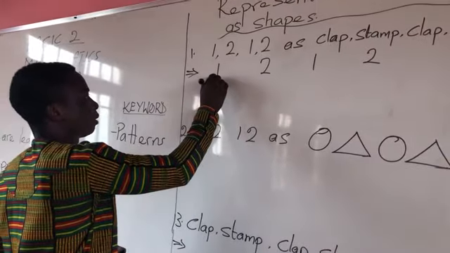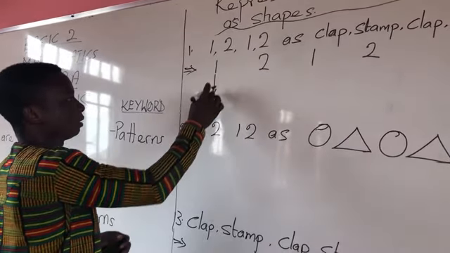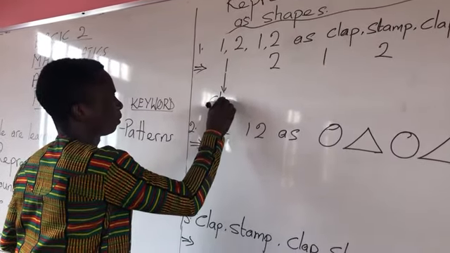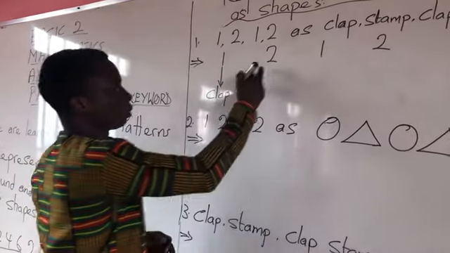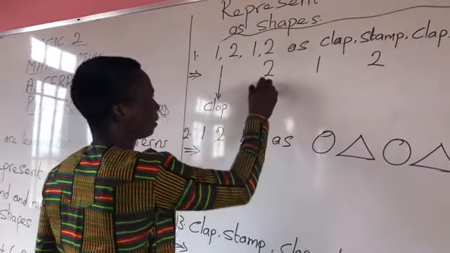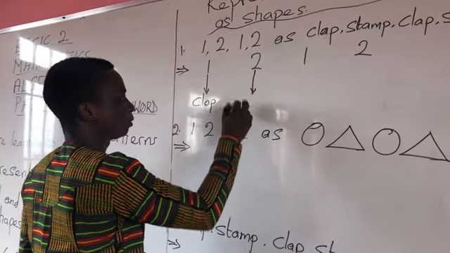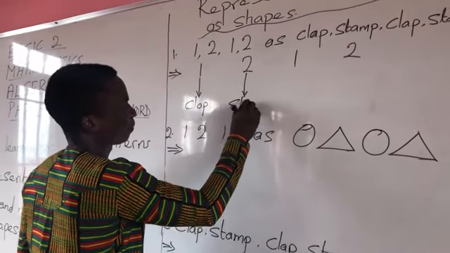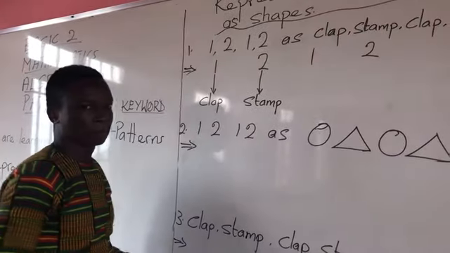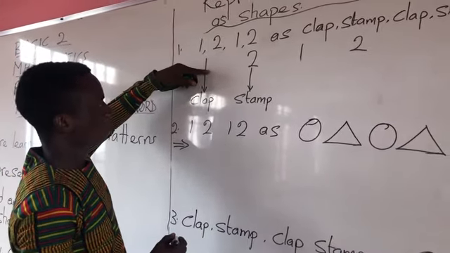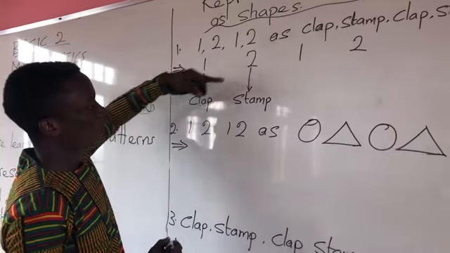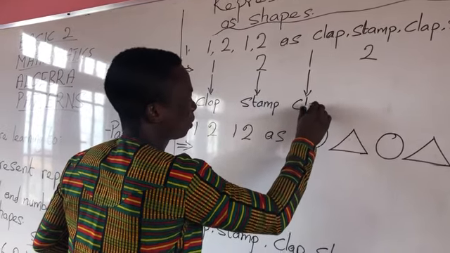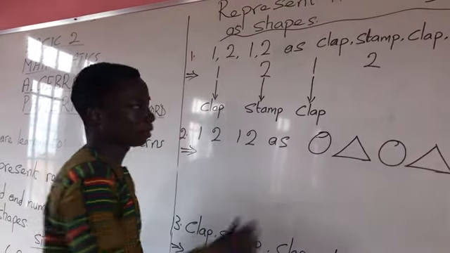Now, we draw this arrow to show that 1 maps to the first one here, clap. 2 maps to stand. So you draw your arrow down to show that the 2 is matching stand. Don't forget: 1 is clap, 2 is stand. 1, clap, 2, stand.